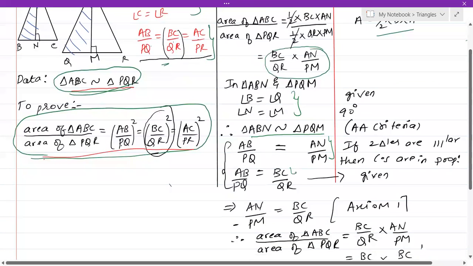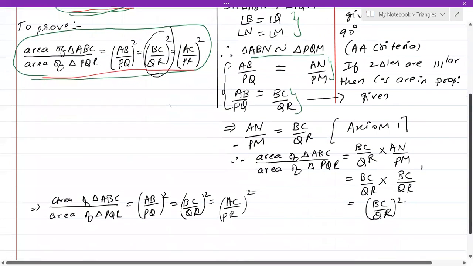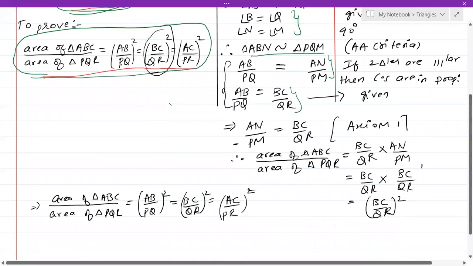But already AB by PQ was equal to BC by QR. From observing these two, the LHS are the same. Therefore, the RHS and RHS are the same. Therefore, we got AN by PM is equal to BC by QR. I repeat, AN by PM is equal to BC by QR.